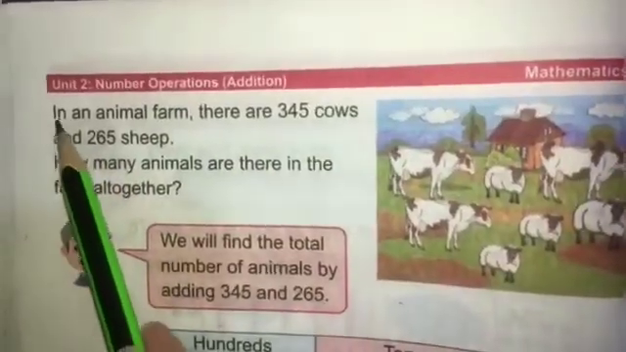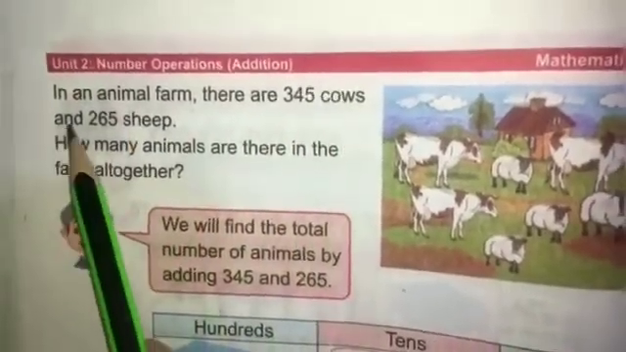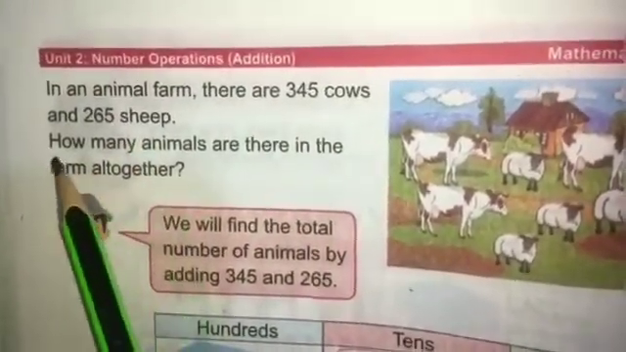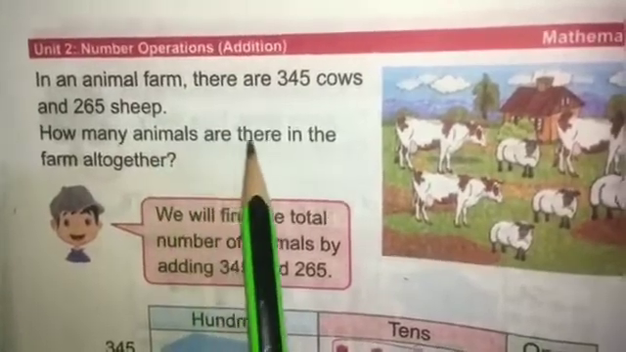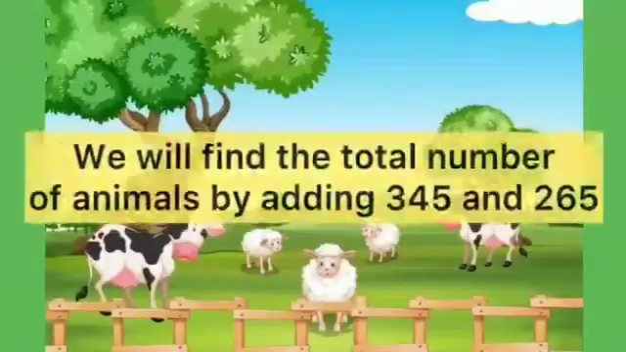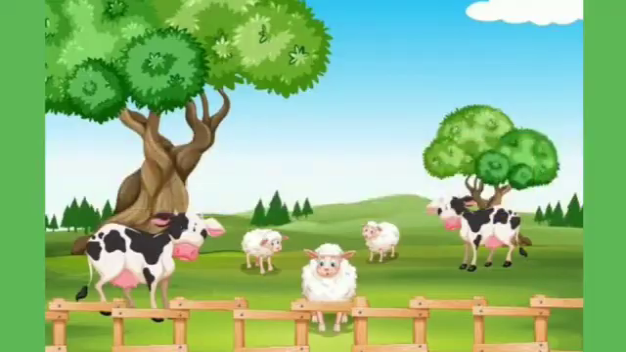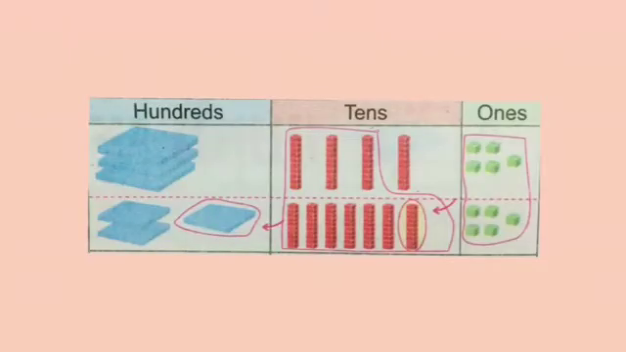And our third example is in an animal farm. There are 345 cows and 265 sheep. How many animals are there in the farm altogether? Students, we will find the total number of animals by adding 345 and 265. So, students, let's solve this example and learn.